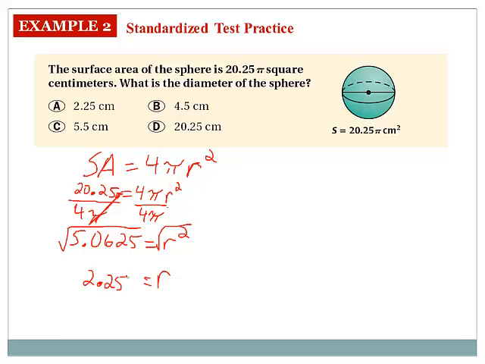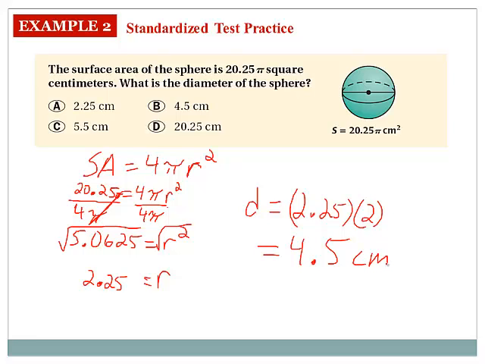So we found the radius. In order to find the diameter, we have to multiply our radius by 2. So diameter is going to equal 2.25 times 2. After you multiply that by 2, your diameter is going to come out to be 4.5, and it's a dimension, so it's just centimeters. If we look back at our choices, that's going to be choice B. So the answer for this one is choice B. Remember to reread the question and find out exactly what dimension they're asking for.